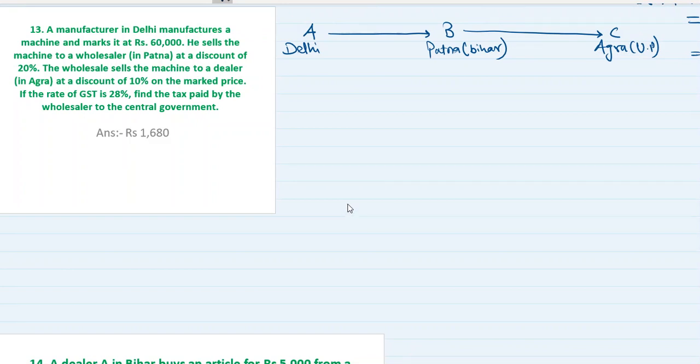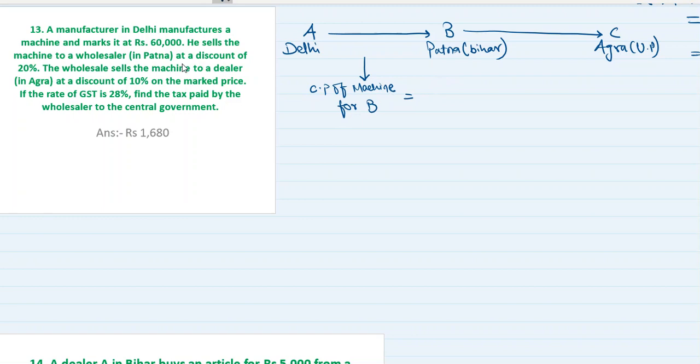So the mark price marked by the manufacturer in Delhi is 60,000. Let me read the question ahead. He sells this machine to a wholesaler in Patna at a discount of 20%. So let me write in the first link the cost price of machine for B. Now who is B? B is the wholesaler in Patna.